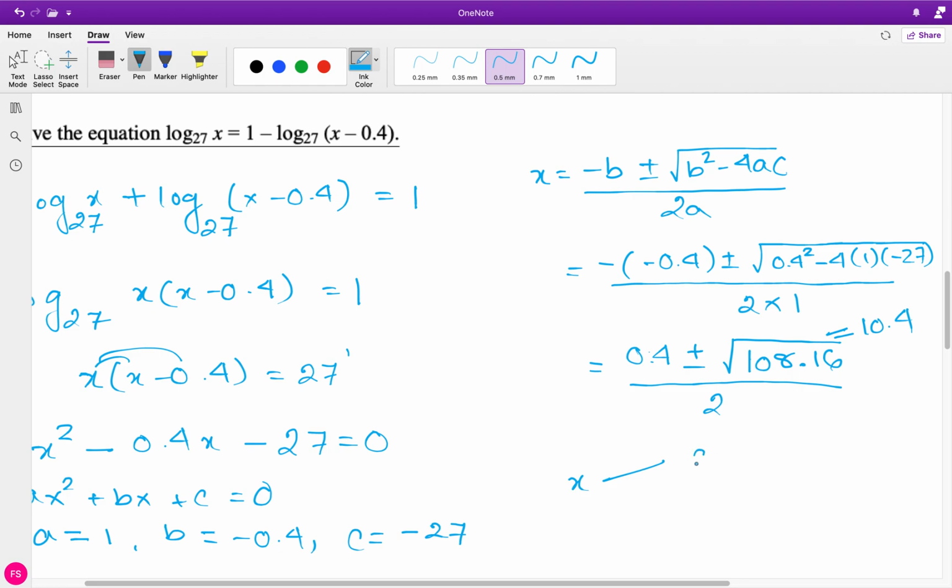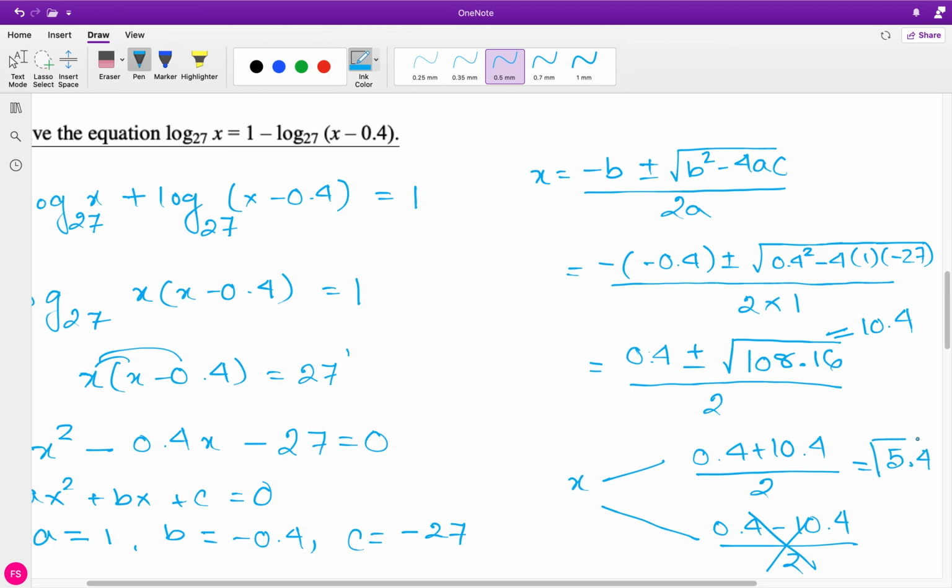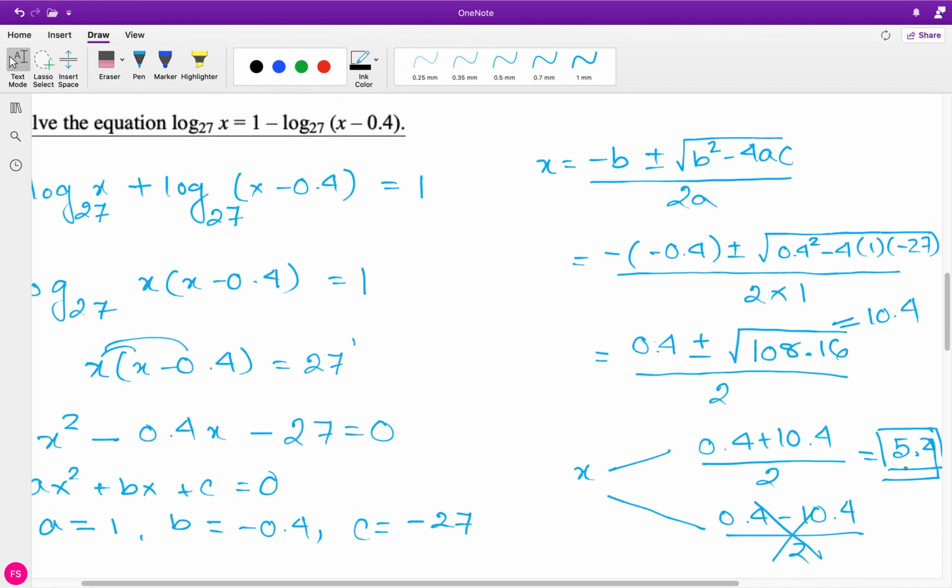So I can write x equals 0.4 plus 10.4 over 2, or x equals 0.4 minus 10.4 over 2. Actually, you don't even need to calculate this thing because this will give you a negative number and you don't have a negative log, that will give you a math error. So you can just cross it out. Your only value is going to be this. So if you add this 2 and divide by 2, you will get 5.4, and that's your answer to this question. Okay, this was kind of a long one. So this is my answer.